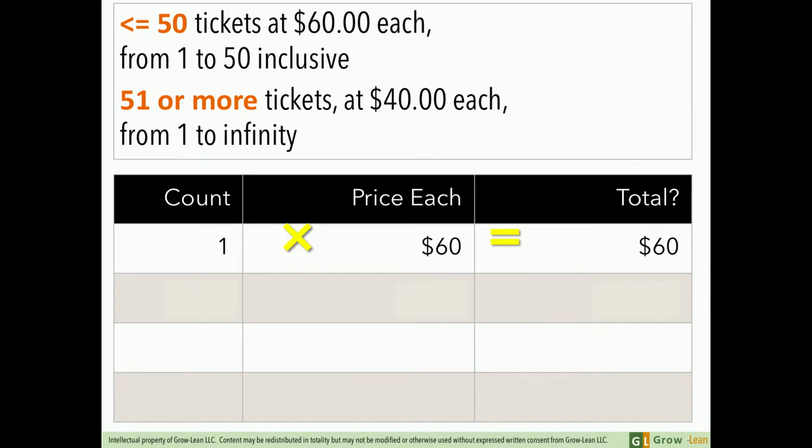What did you say the upper limit of tickets was? You said 1,000. So 1,000 times 40 is 40,000. What happens at 1,000? What happens at 50 and what happens at 51?